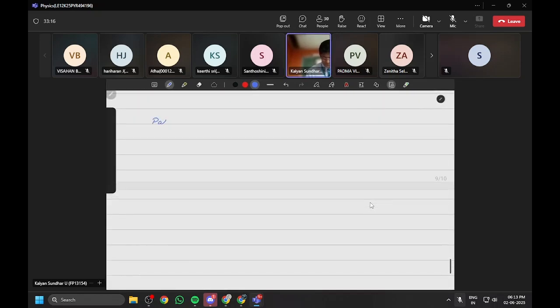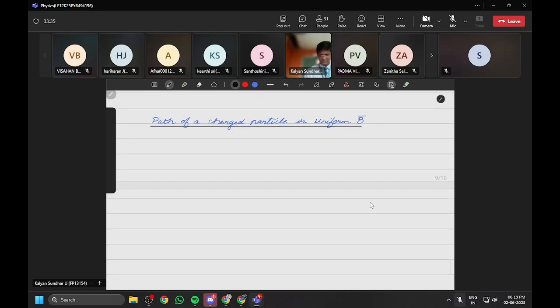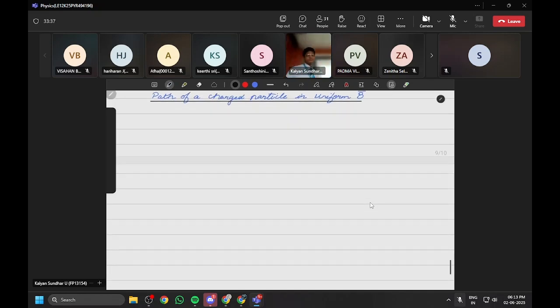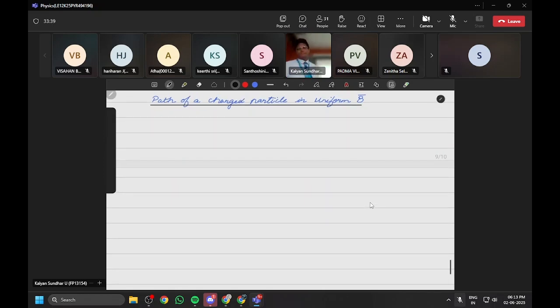So next one is about the path of a charged particle in uniform magnetic field. So this has been completely based upon your force due to magnetic field. Formula என்ன? Force due to magnetic field, Fm. Q into V cross B, right?